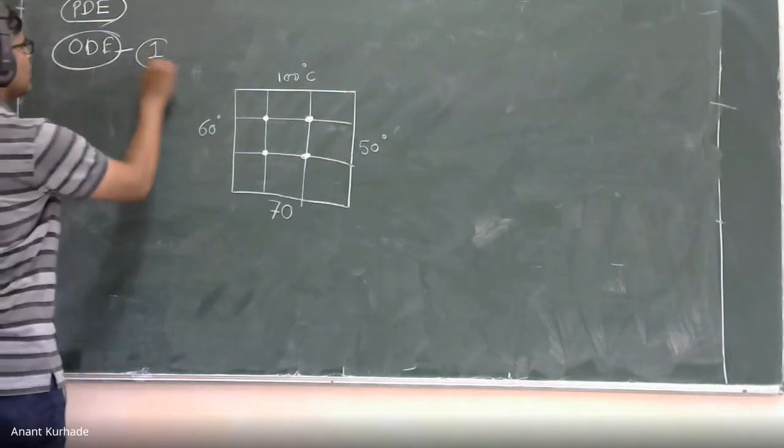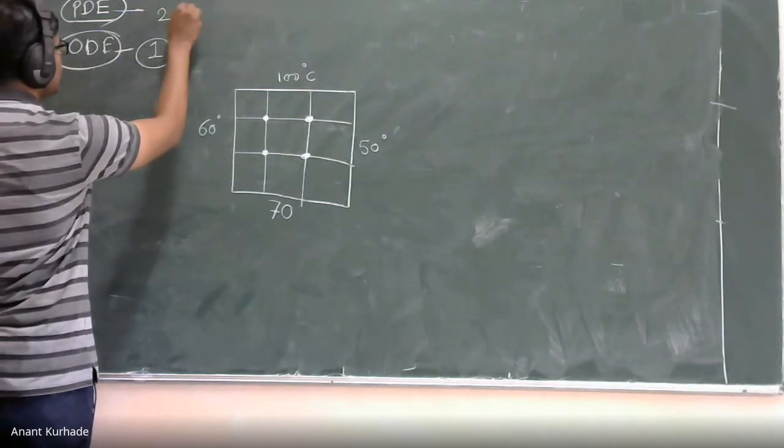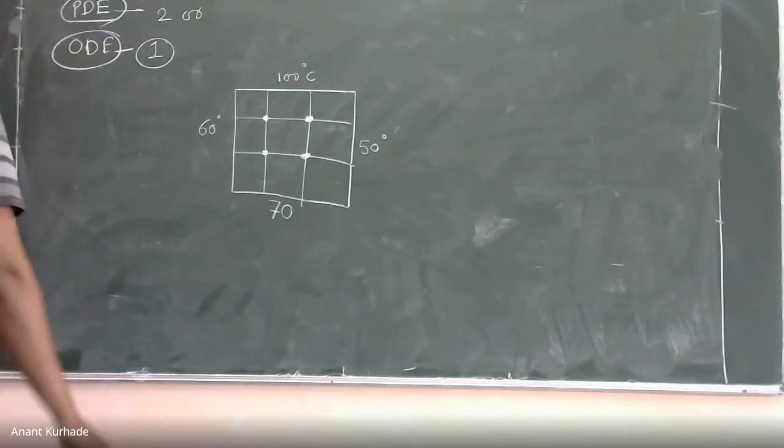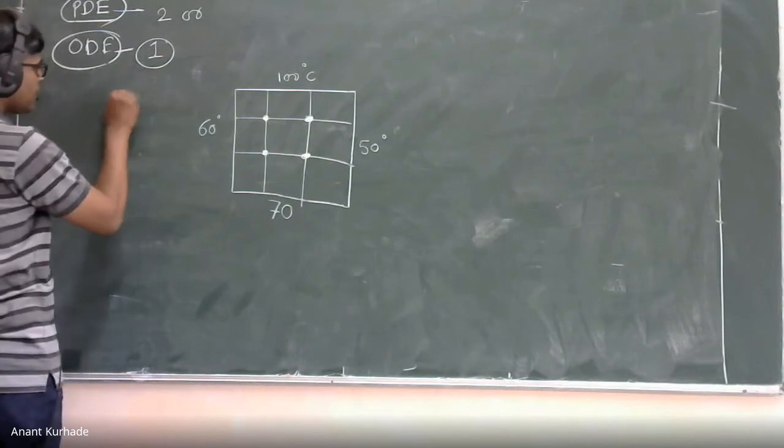ODE is differential with respect to only one variable. PDE is differential with respect to two or more variables. Now, under the same ODE, we have already studied both methods.